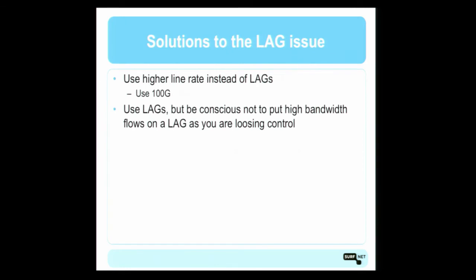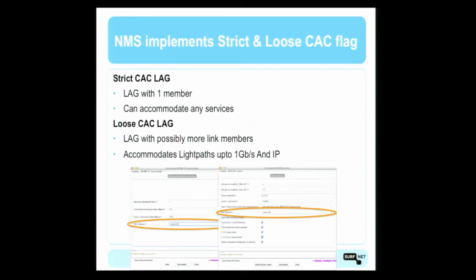The easy fix is to put 100 gig in place. That's an easy fix but costly, and not always possible in certain more regional locations. Or otherwise, use lags, but be very conscious of the flows you put on those lags. And we split the lags in 2. So we've got a strict lag and a loose lag. The strict lag is a lag with only one member, so 10 gig max, and it can accommodate any services, or use a loose lag, which can be a set of multiple link members, and it can accommodate light paths up to 1 gig and IP.